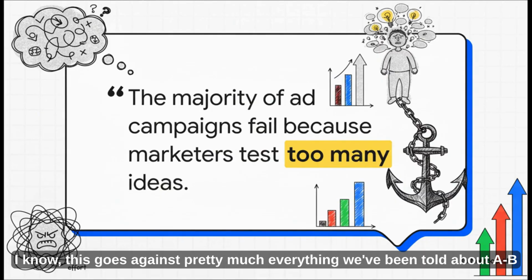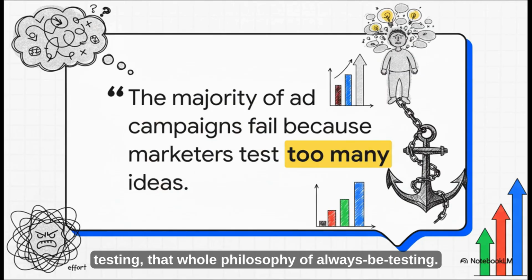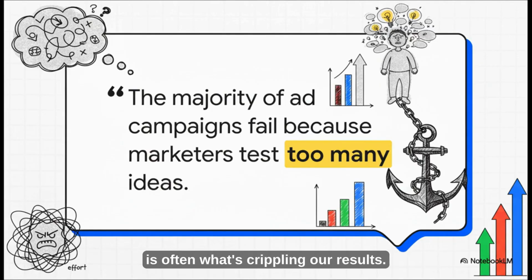Now, I know this goes against pretty much everything we've been told about A/B testing, that whole philosophy of always be testing. But the truth is, our constant chase for more options and more variations is often what's crippling our results. The very effort we think is helping us ends up being our single biggest obstacle.